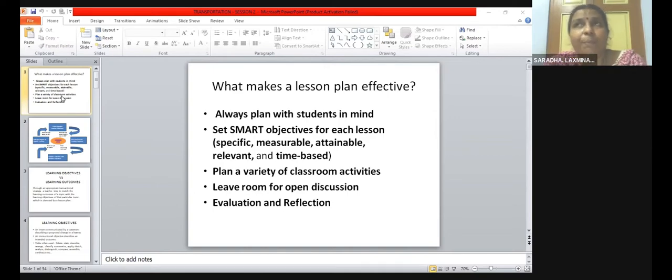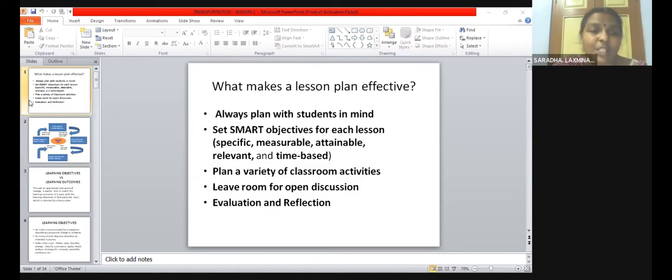And then we should plan a variety of activities. It's not only the lecture method, and it's not only the activity method. Mix up everything. Depending upon each subtopic, you can give a mixture of everything. The room should be left open for open discussions. Allow the child to speak. And finally, we are going to evaluate, and based on our evaluation, we will reflect. If I feel the child has not learned it, I will change my transactional strategy according to his level. So that's what is happening.